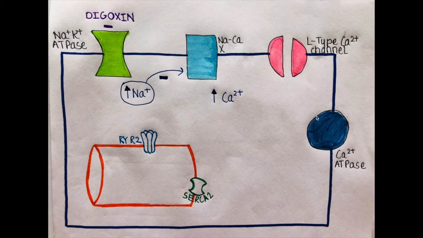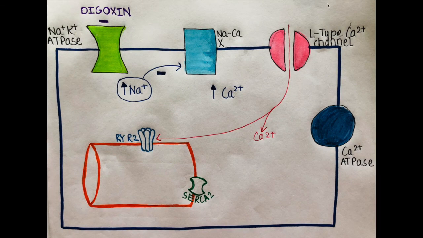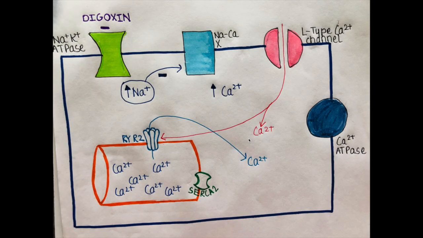Now you'll say that calcium ATPase is also one of the ways through which calcium can be thrown out of the cell, but as I've told earlier, the calcium moving out through the calcium ATPase is not that significant. Now during the depolarization phase of the previous cycle, calcium will move in, it will stimulate the ryanodine receptors to release calcium from the reticulum into the cytosol, and this will result in increased calcium levels in the cytosol.